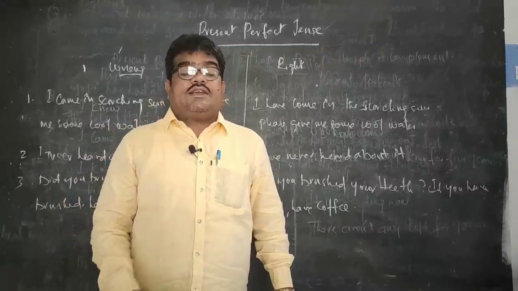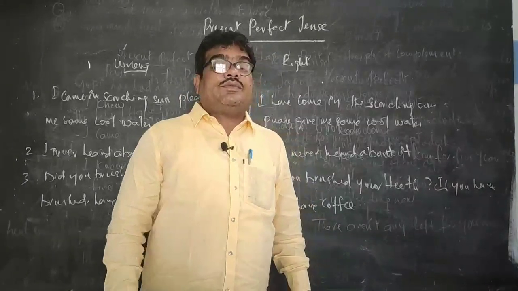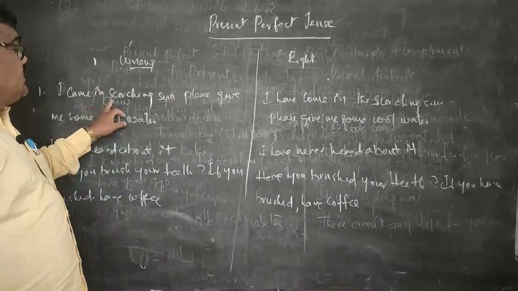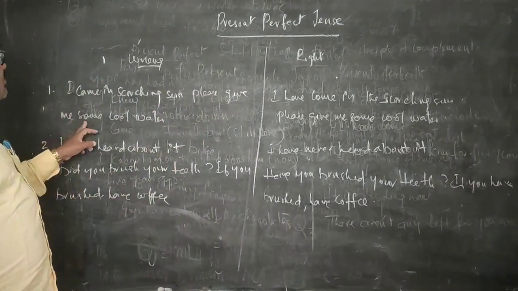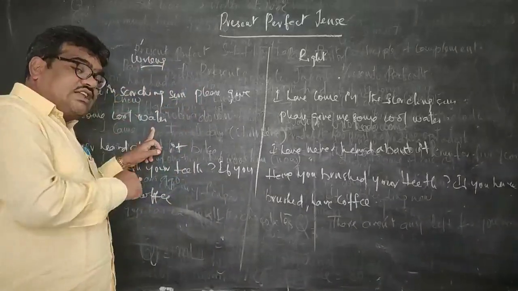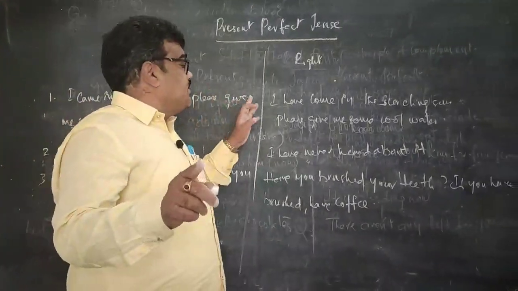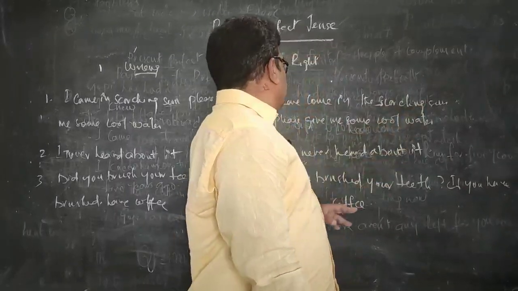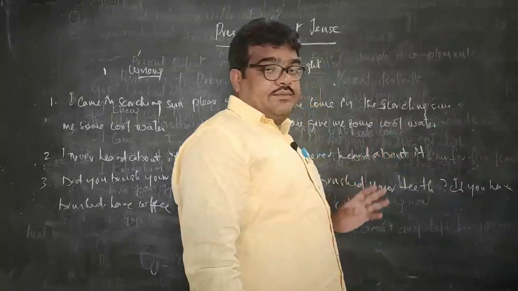Some typical mistakes we generally commit while we use the past tense. For example, I came in scorching sun. Please give me some cool water. Because it talks about the past as well as the present, it is better to use the present perfect. So, I have come in the scorching sun. Please give me some cool water.